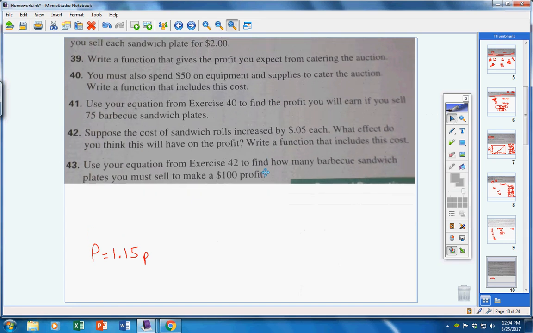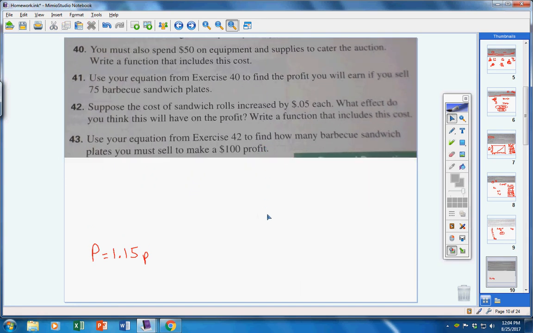Now, you must also spend $50 on equipment like food warmers, tables, whatever. So you spend $50 on equipment. Now, write a function that includes this. Now think about it. I would not say, this is my profit, okay? So now I've got to subtract $50 out. Now it's not 50p because I'm not losing $50 for every plate. It's just a one-time fee I had to pay to get all of my equipment and supplies.